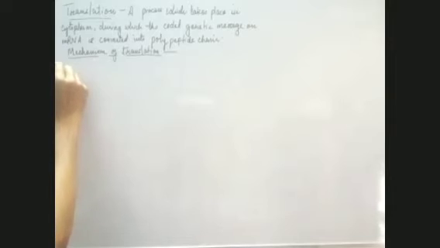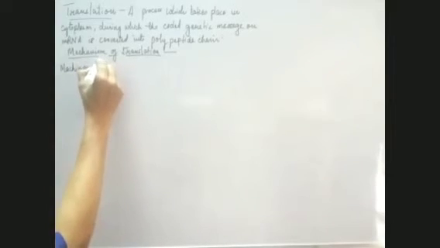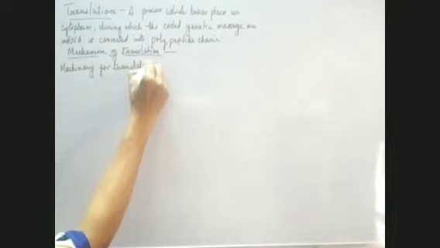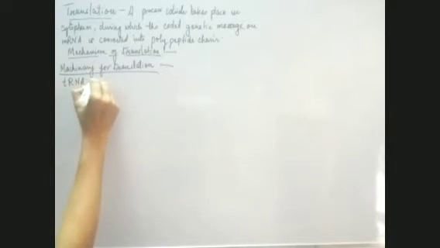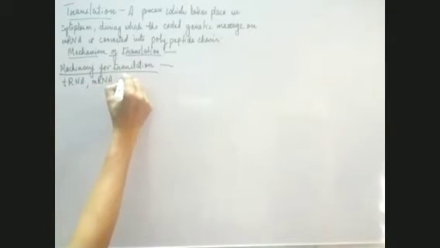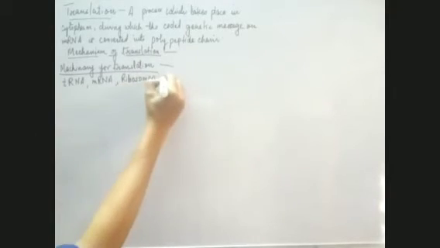So the machinery which is required for translation consists of tRNA, very important. And if the message is not there, what will they code for? Messenger RNA, another important thing. If protein factories will not be there, then where will the protein be synthesized? So our ribosome is very important.